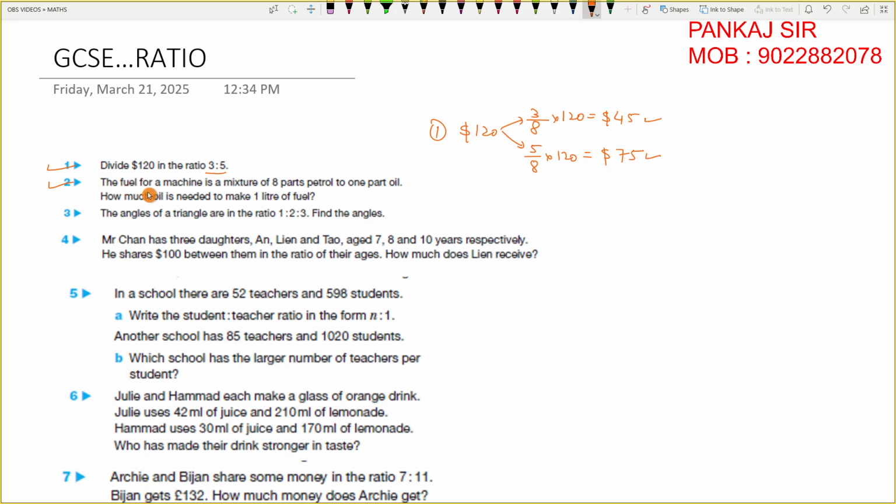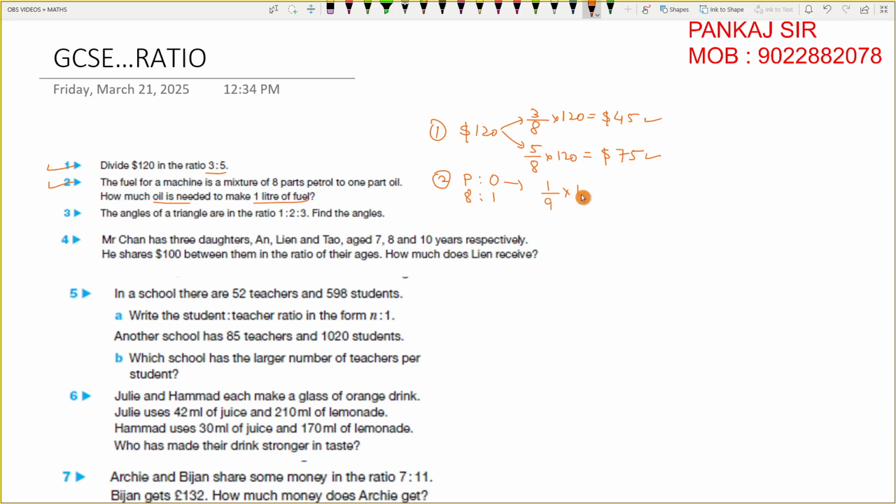It says the fuel for a machine is a mixture of 8 parts of petrol to 1 part of oil. So for question number 2, you have P for petrol, O for oil. P is to O, the ratio is 8:1. Now for a fuel which is 1 liter, how much oil is needed? You just want to find out how much oil is needed. So oil will be 1 over 8 plus 1, which is 9, times this 1 liter.